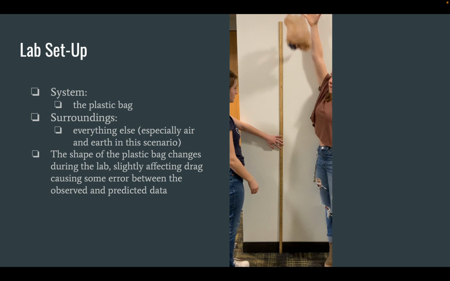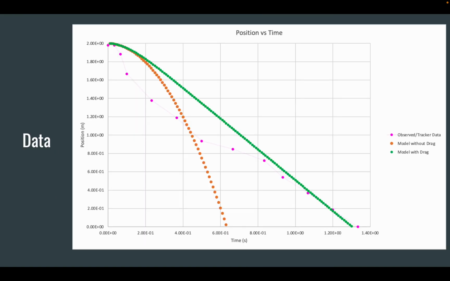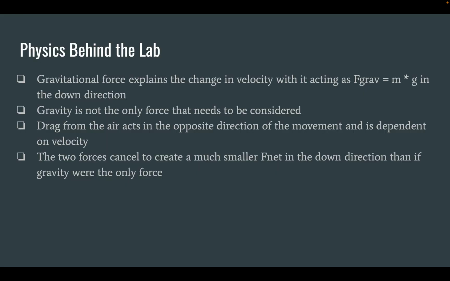The shape of the plastic bag does change during the lab as it falls down, starting really crumpled up and getting a little bit bigger, which affects the drag, causing some error between the predicted data and the observed data. The pink data is the observed data, the green is the model with drag, and the orange is the model without drag. As you can see, the model with drag is much closer to the observed data than the model without drag, but there is still some slight discrepancy between the two from the errors I discussed earlier.